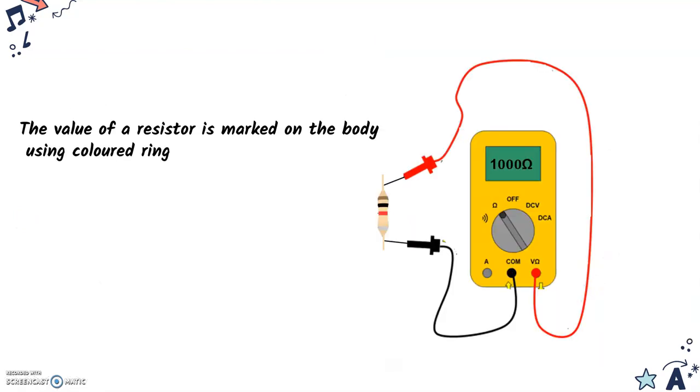Now, the value of a resistor is marked on the body of the resistor using colored rings. These colors are not arbitrary, it's not that someone decided to put brown and black. No. Each color has a meaning. If I have this order of colors, brown, black, red, and the last ring silver, the value will be 1000 ohm.